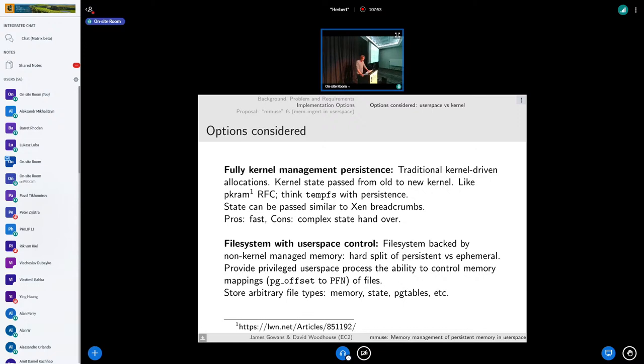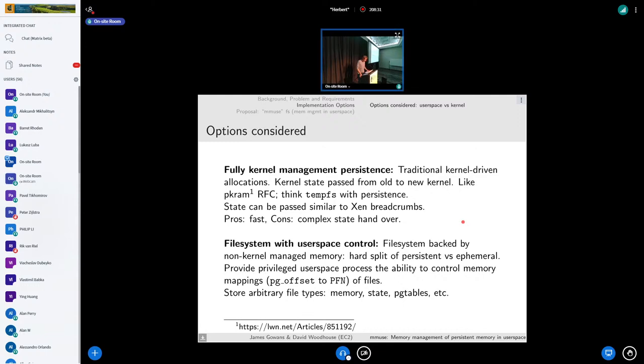So the suggestion here is basically around providing a file system type interface, which is backed by non-kernel managed memory. So it's backed by what we can call persistent memory, memory that's outside of the kernel allocators, which is where we can put everything that we need to survive across kexec, versus what I'll call ephemeral memory. That's what's managed by the kernel. And all the ephemeral memory gets recreated and restarted after your kexec when your new processes start up.